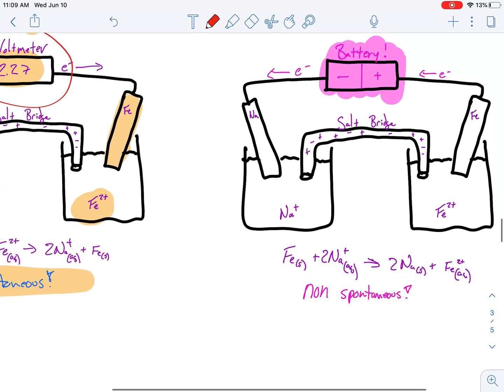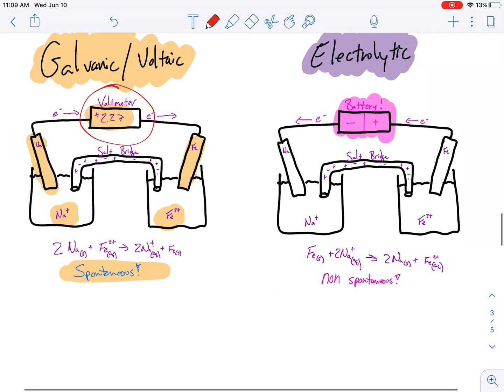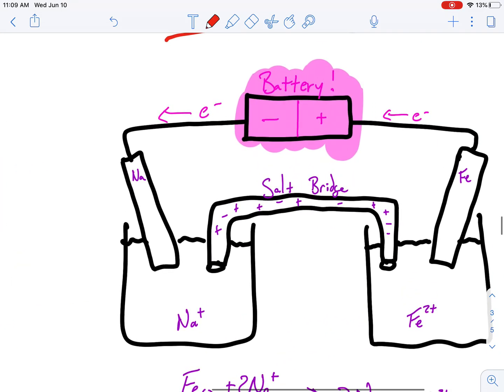On this side, if we look at it, it's the exact mirror image of the galvanic cell. So an electrolytic cell is driven by a battery. The battery forces the movement of electrons. So the negative component of the battery is always the one you want to pay attention to. That's where the electrons are pumped out of the battery.